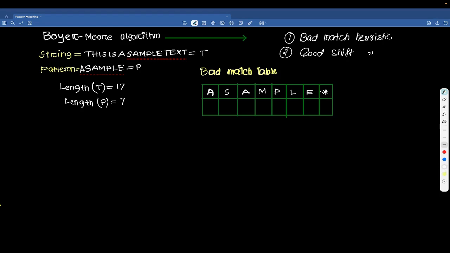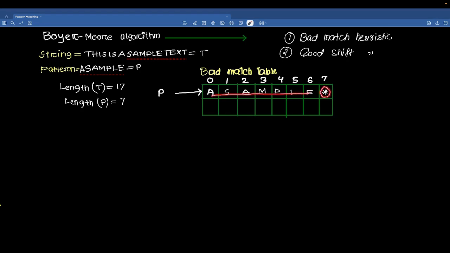First of all, this is the pattern P, and these are the indexes 0, 1, 2, 3, 4, 5, 6. And here we consider an array of characters with index starting from 0, 1, 2, 3, and in total there are 7 characters, and the last place we keep as star. Star indicates that any character other than the characters in this pattern is considered as a star character.